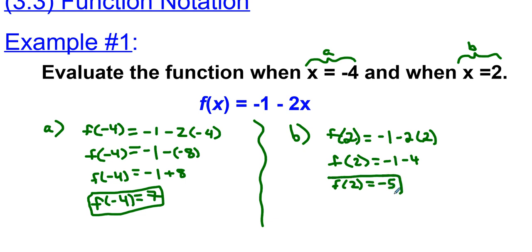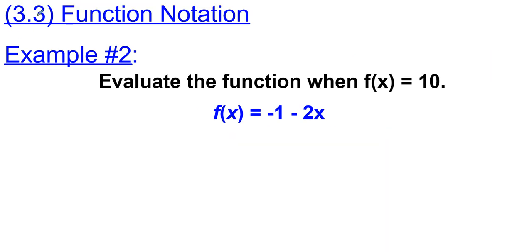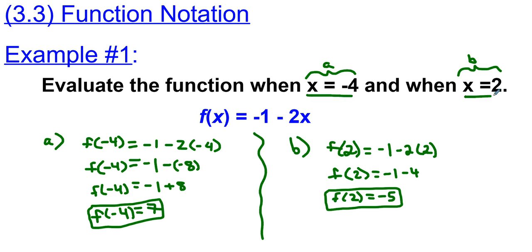So again, I can see what I input. I input 2 into function f, and I got out a negative 5. All right, second example: evaluate the function when f of x is 10. Okay, this one is different. This is saying f of x is 10. On the last one, it was saying x is a number. So here, f of x is 10.